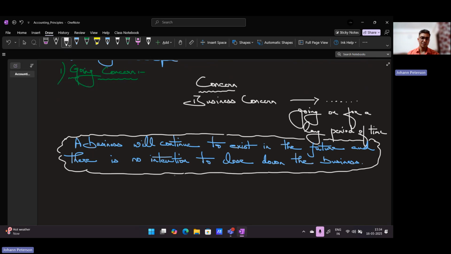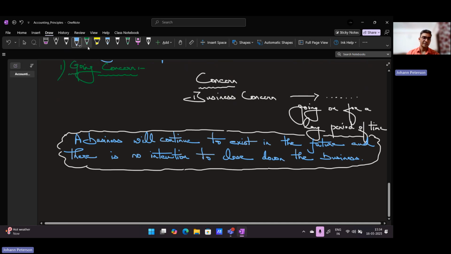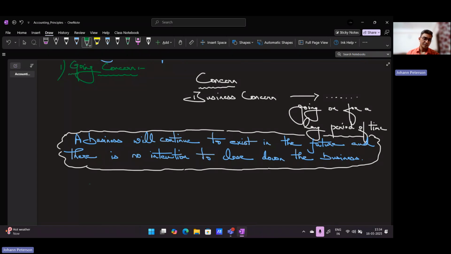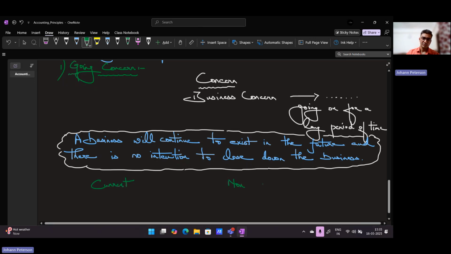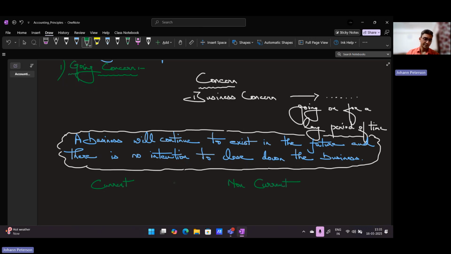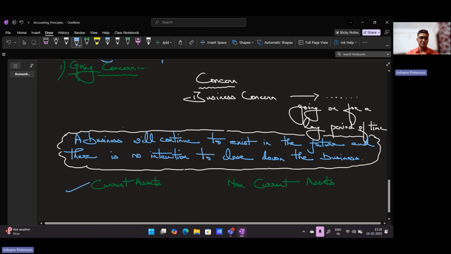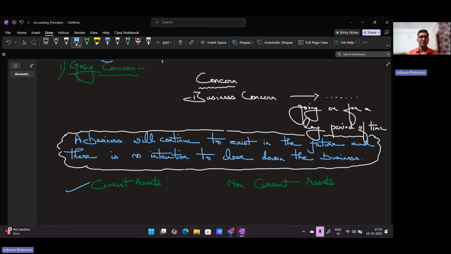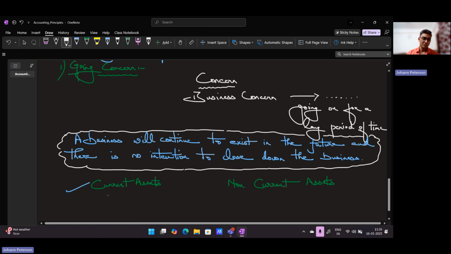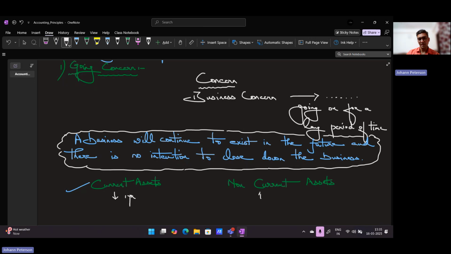Now, this will have some significance due to such a statement that we are passing. The first thing is that if it's going to continue to exist, then we will think of all our assets in terms that they are going to continue to be there. Therefore, we classify assets as current and non current. We classify assets as current assets and non current assets. And this is correct because we are following this concept that a business is going to continue to exist, because current assets are those assets which are for less than 1 year. Non current assets with us are for a time period of more than 1 year.